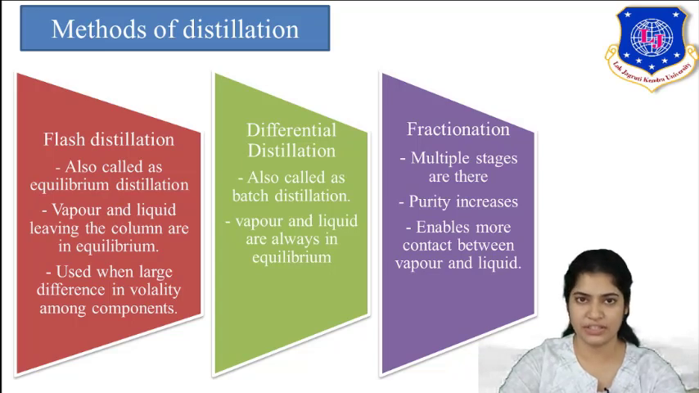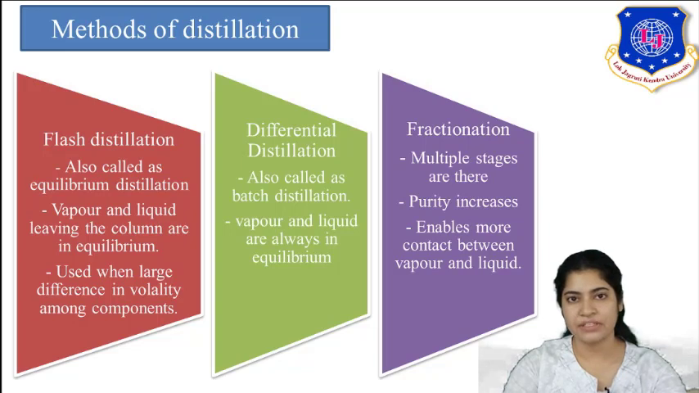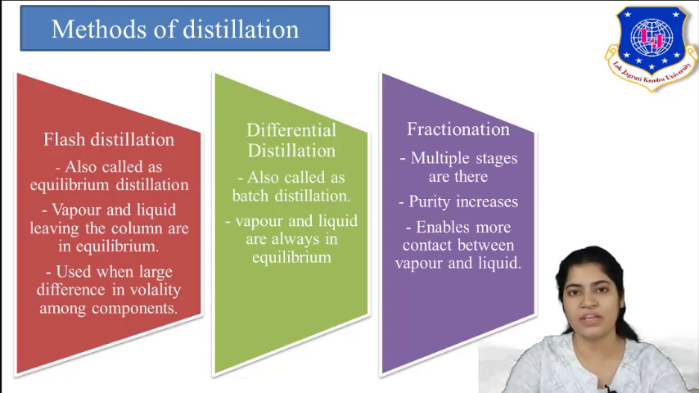The second one is differential distillation. It is also called batch distillation. Here also the vapor and liquid are always in equilibrium. Batch distillation means you are carrying out the distillation process in a single batch. It is not a continuous operation. As you are heating it, vapors evaporate and are collected into a condenser. It is condensed and then taken out as a distillate. As vapor is rising continuously, vapor and liquid at every small instant of time are in equilibrium. Hence the name differential. At small intervals of time your equilibrium conditions are changing here.